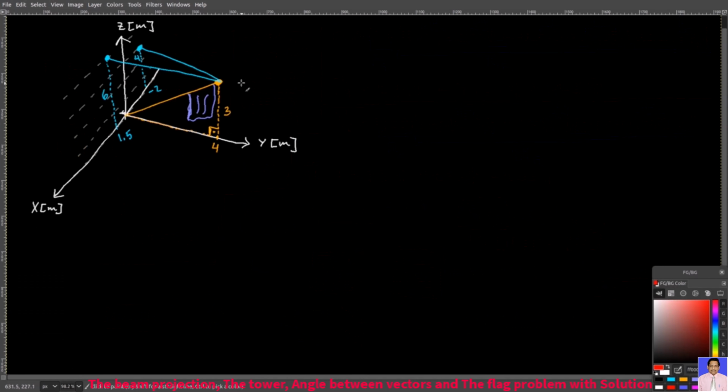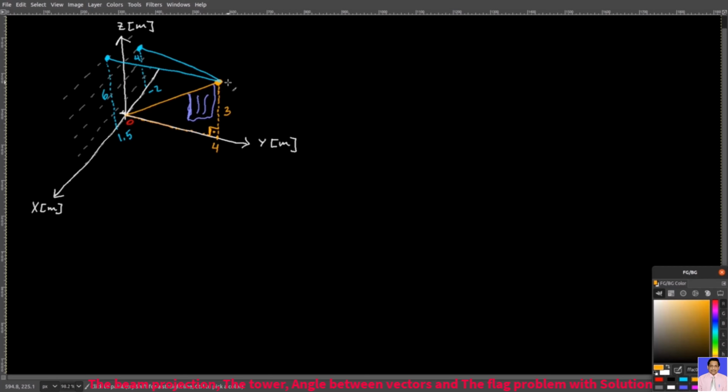Welcome back. Let's do one more problem. We have a rod here that goes from the origin till this point here, and this rod is used to hold a flag. And here in gray, you have a wall, and this rod is held in place by these two cables. And you can see all the dimensions here.